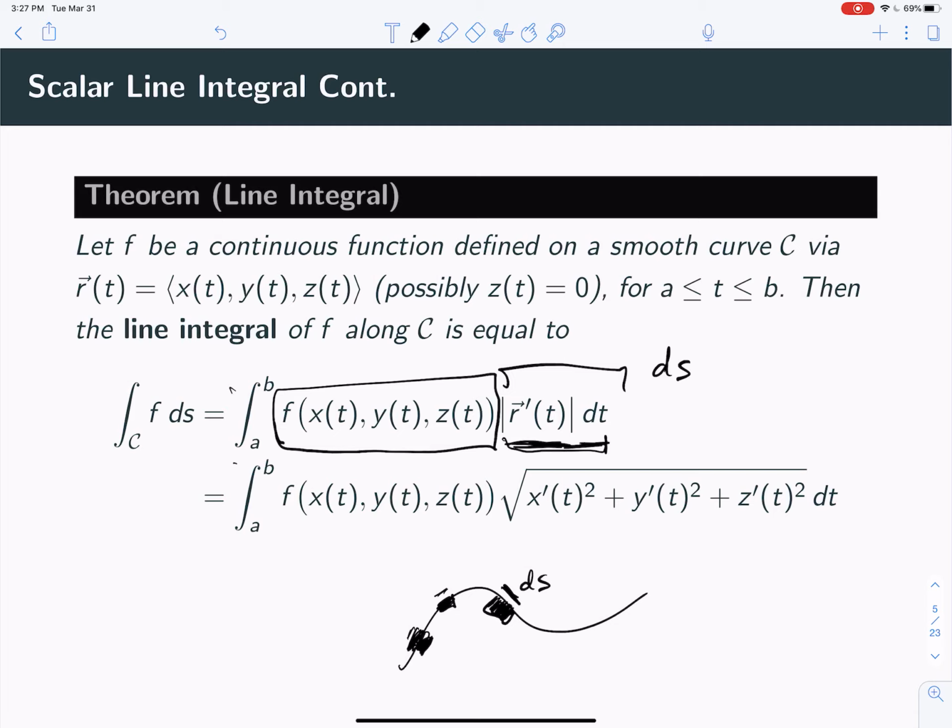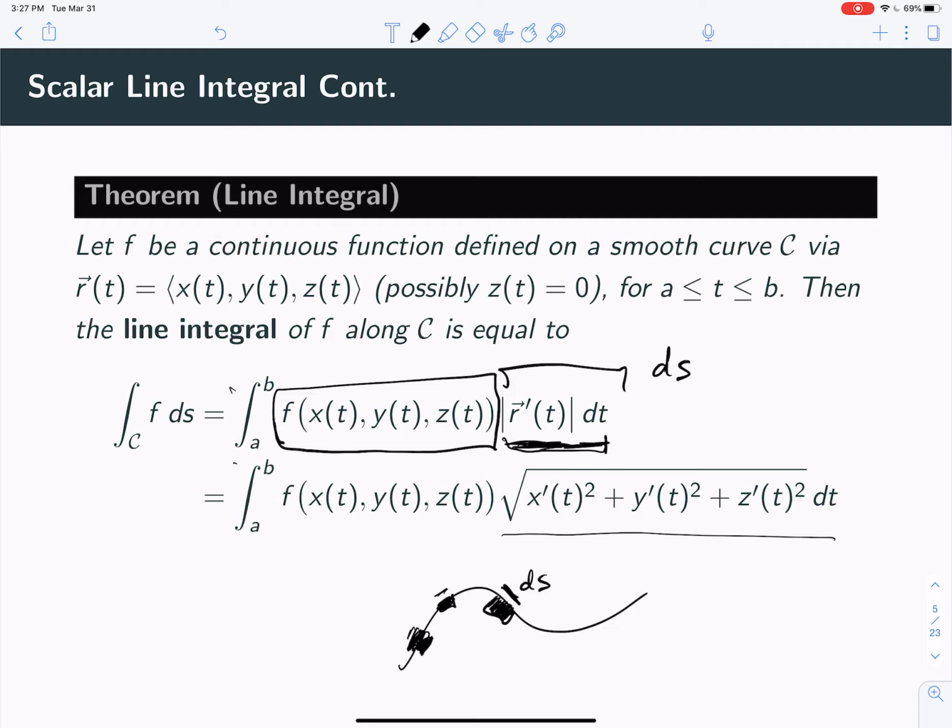Okay, and then if you want to know, well, what is r prime of t? Well, it's really just the square root of x prime squared plus y prime squared plus z prime squared dt, and this could be in 2 dimensions as well. If you just set z equal to 0, now you've got a 2-dimensional curve.